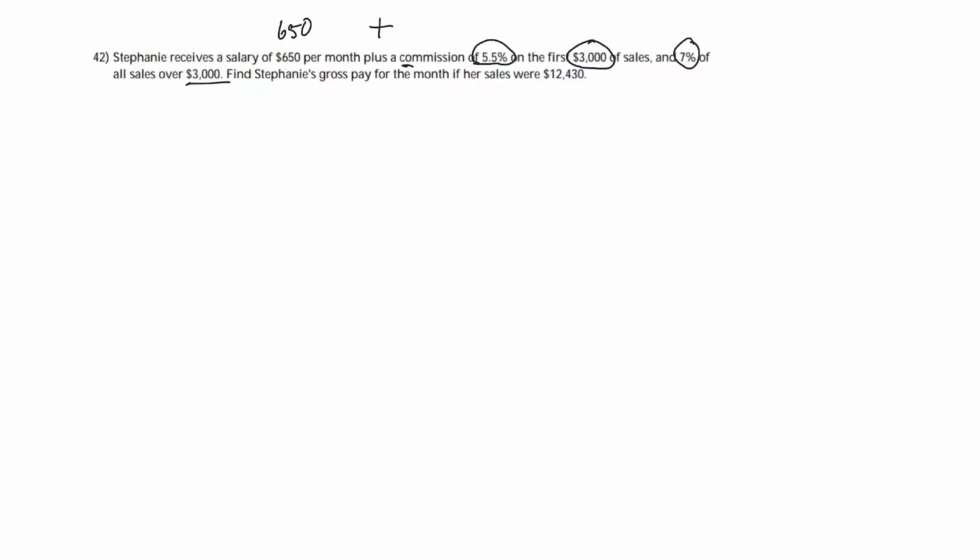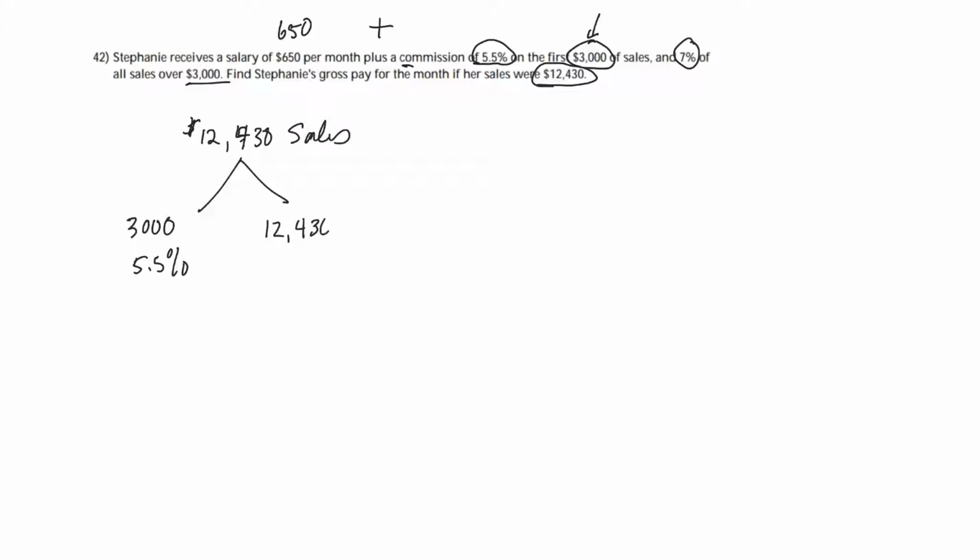So then they say, what's her total pay if her sales were 12,430? So on the first 3,000 of those sales, so I have $12,430 total sales. So I have to split that up. So the first 3,000, she gets 5.5%. And then the rest of it, so 12,430 minus 3,000, that'll be 9,430. She gets 7%.